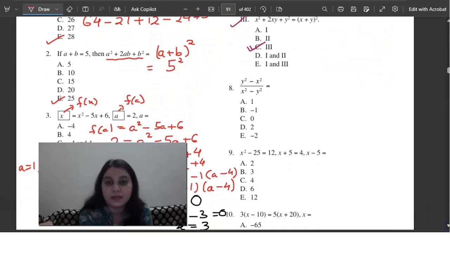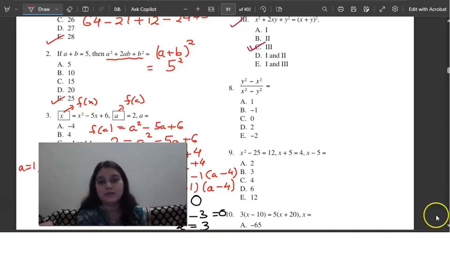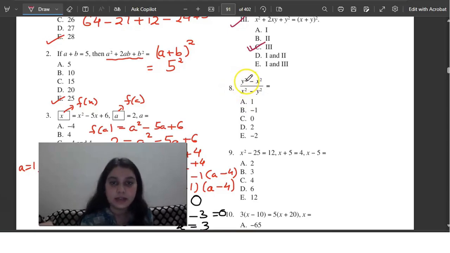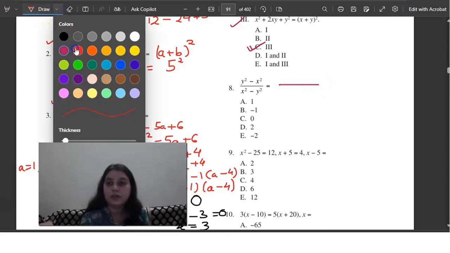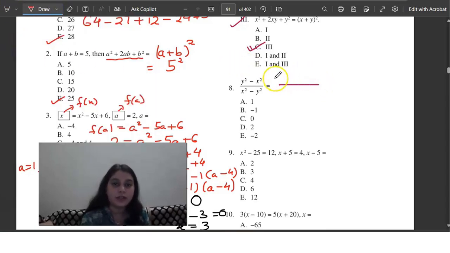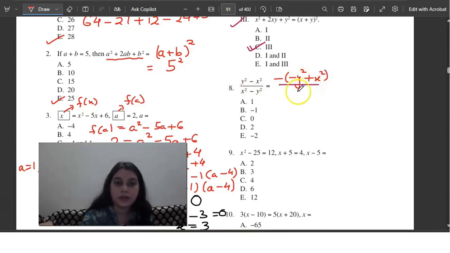Now 8th question. Y square minus x square upon x square minus y square is equal to. Now see these two. They're almost similar, almost same, just there's a difference in negative sign. So what happens if we take a negative sign common from the numerator? If we take a negative sign common, then the sign here will change. Plus y square will become minus y square. Minus x square will become plus x square. Upon x square minus y square.